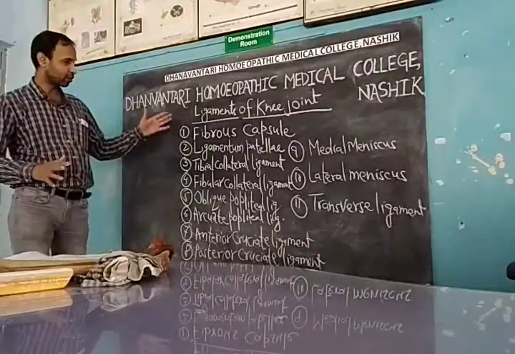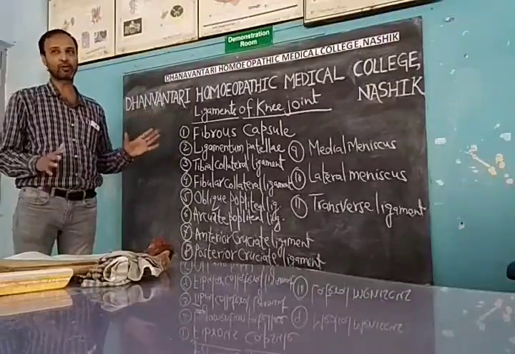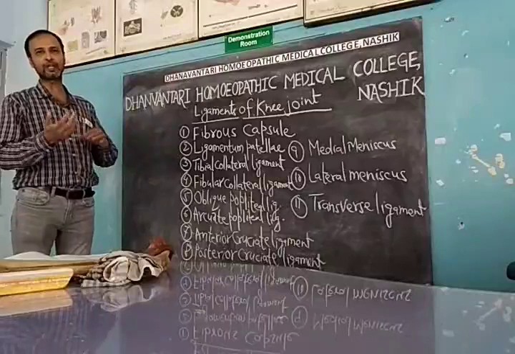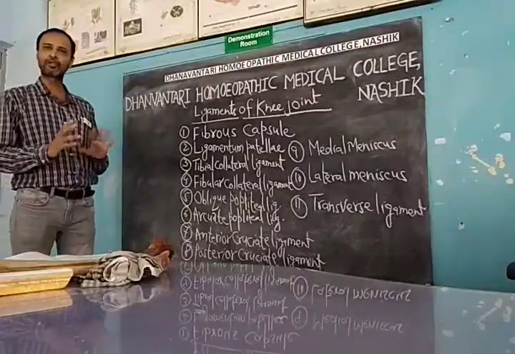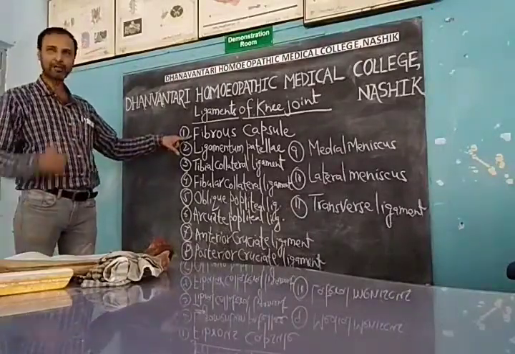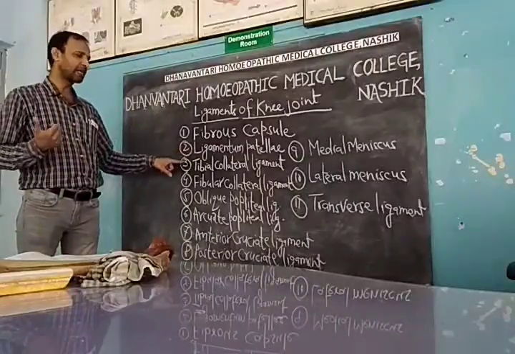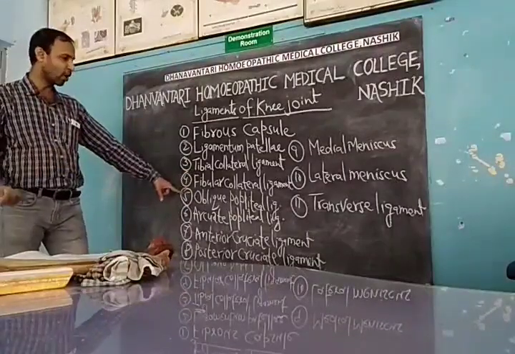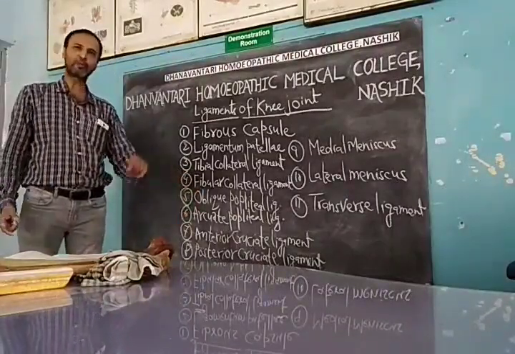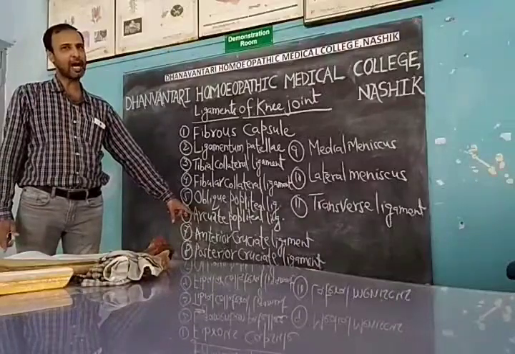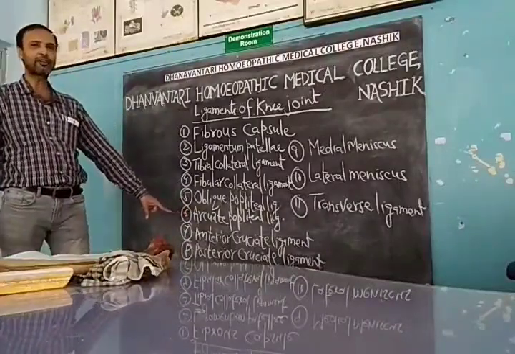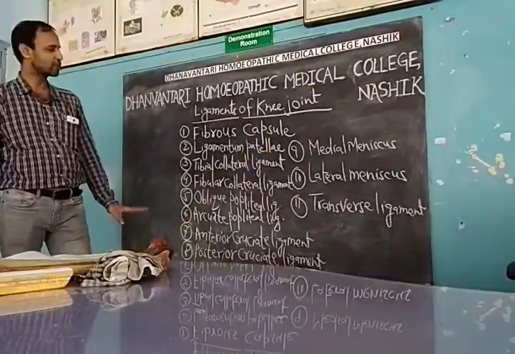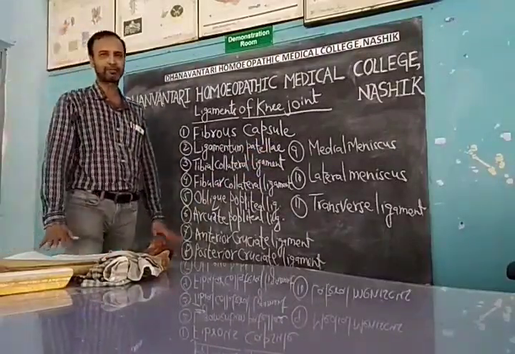These are the 11 ligaments, and you have to remember and keep them in mind. You have to mention the list and then describe only their attachments. Especially what is expected here is the attachments. So I'm just revising these ligaments: fibrous capsule, ligamentum patelli, then tibial collateral, fibular collateral ligament, then the oblique popliteal, the arcuate popliteal, the cruciate ligaments, anterior and posterior cruciate ligament, menisci, lateral and medial meniscus, and the transverse ligament. So these are the 11 ligaments.